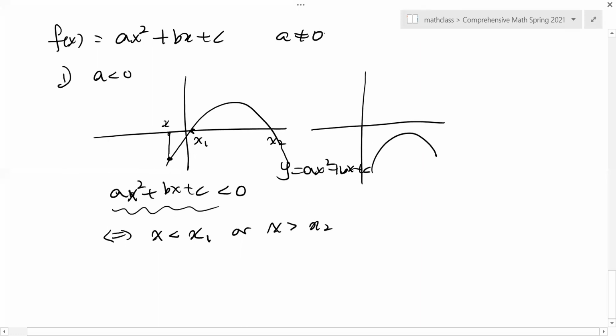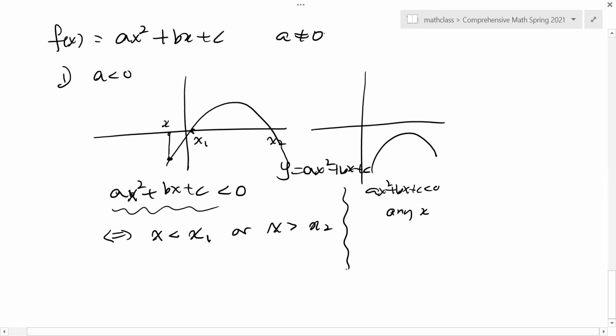So that's why, yeah, it's when a is negative. I just give you one example, okay? And here, in this case, no solution, ax squared plus bx plus c less than 0. No solution. In this case, any x would be true because it's always negative. It's below the x-axis, okay? So that's two cases here, okay?